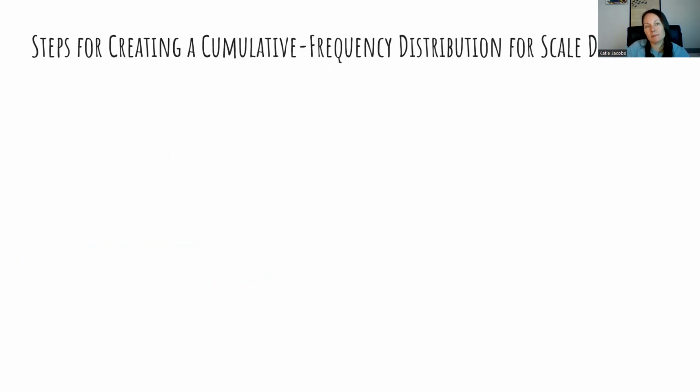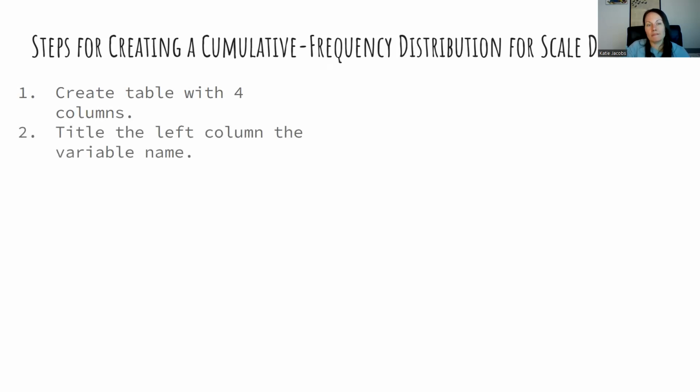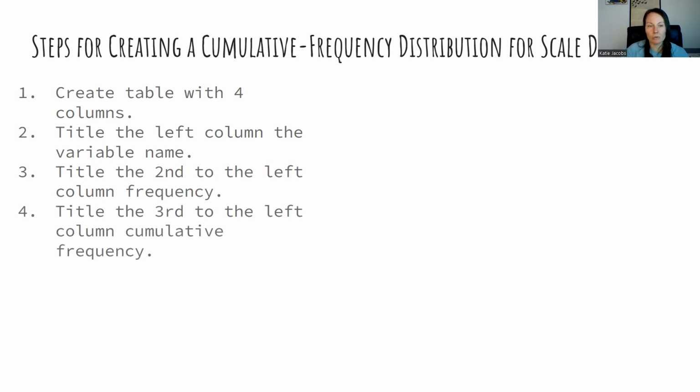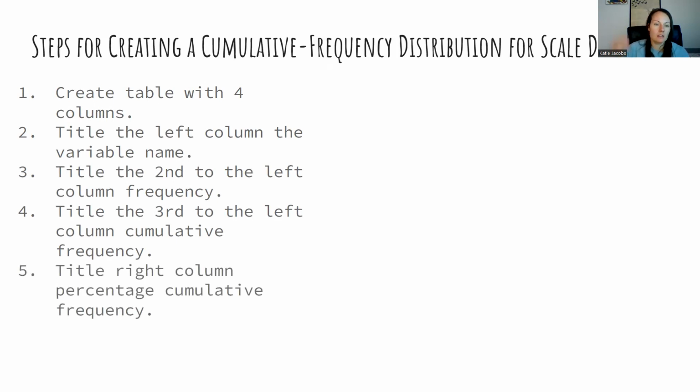All right, so let's talk about the steps for creating a cumulative frequency distribution table for scale data. First step is you're going to create a table with 4 columns. Title the left column the variable name, so whatever you're studying. So if you're doing ACT scores, body weight, or height, you'll just label that. The second column to the left, you're going to label frequency like we've been doing. The third column, you're going to label cumulative frequency. Then the column on the very far right, we're going to label percentage cumulative frequency.